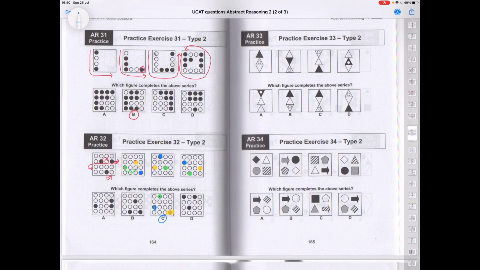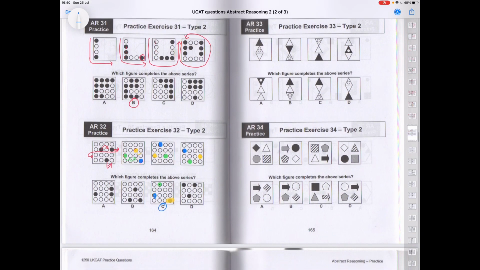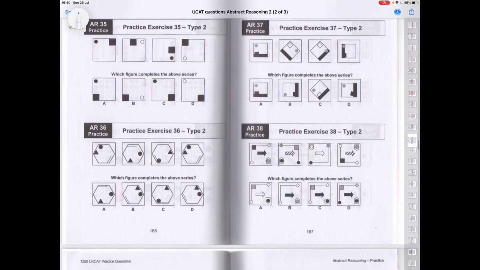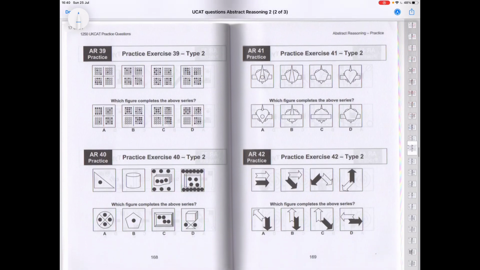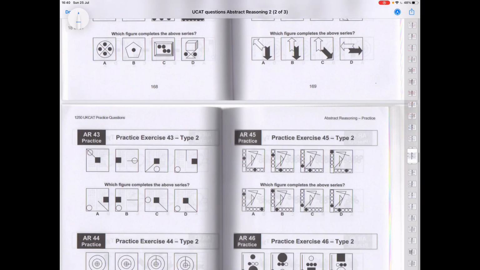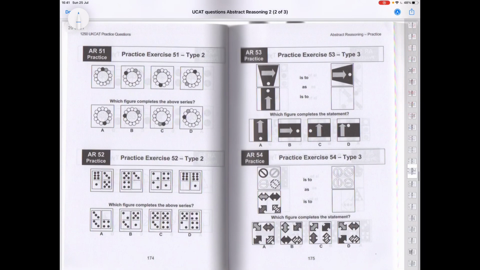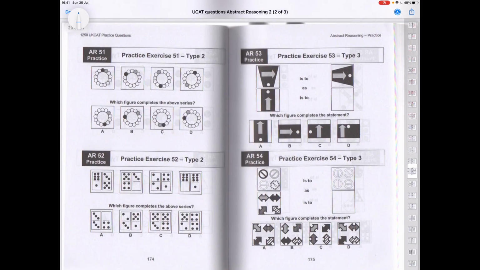Okie doke. So from here, since I haven't really covered myself in glory with that one, I'm going to give you the opportunity now to go through the remaining type 2 exercises. I think you've probably got the idea. So there's 33, 34, 35, 36, 37, 38, all the way through to, there we go, up to practice exercise 53.